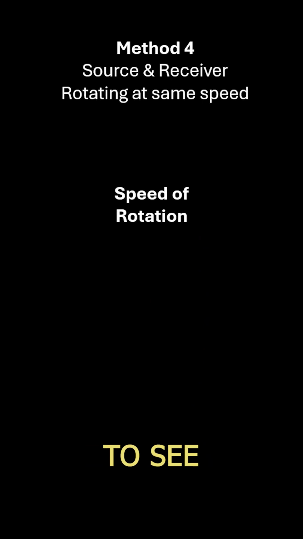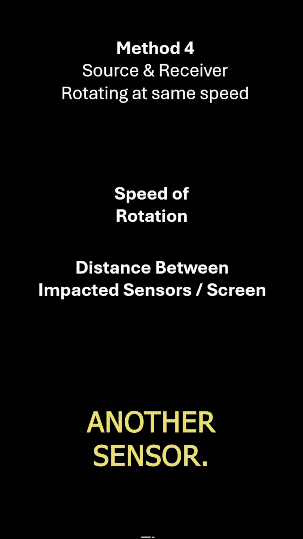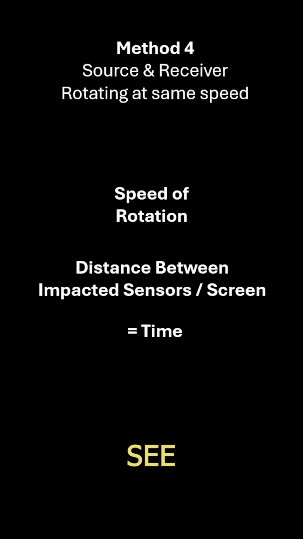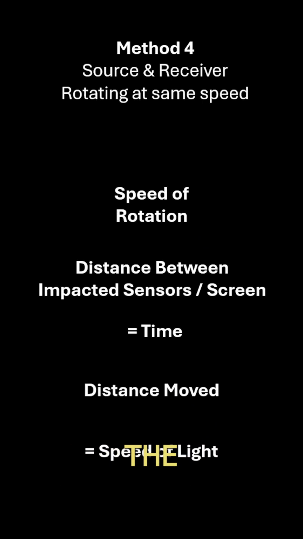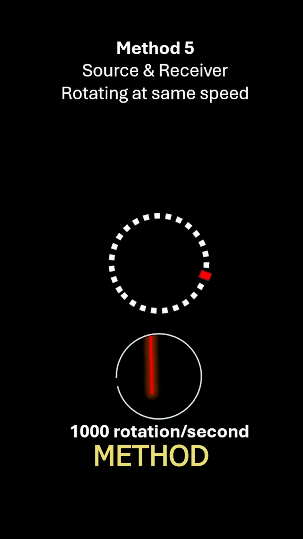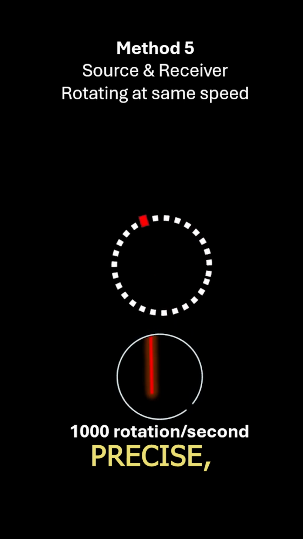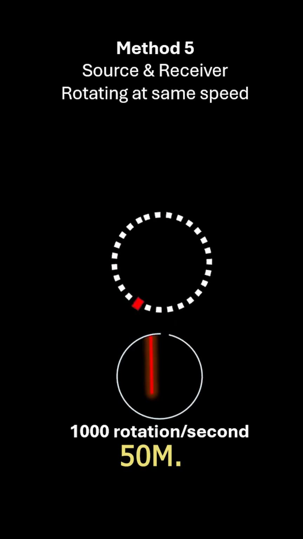If it's slower, then we would need to travel a little more distance in order to see a shift to another sensor. And if it's faster, we should see a shift from the initial sensor to the second sensor within the 300 meters range. Now, this is my favorite method, and it's expected to be the most precise, even up to a range of 40 to 50 meters.